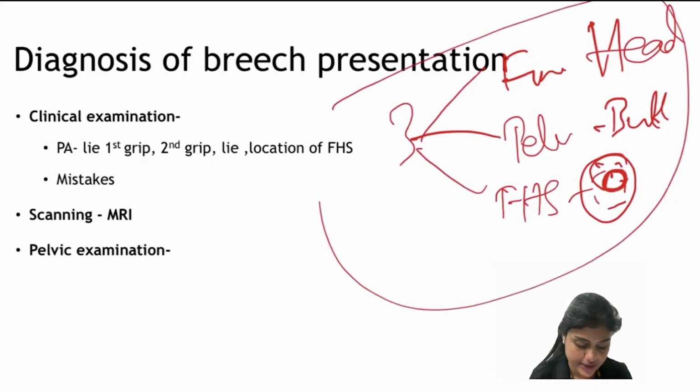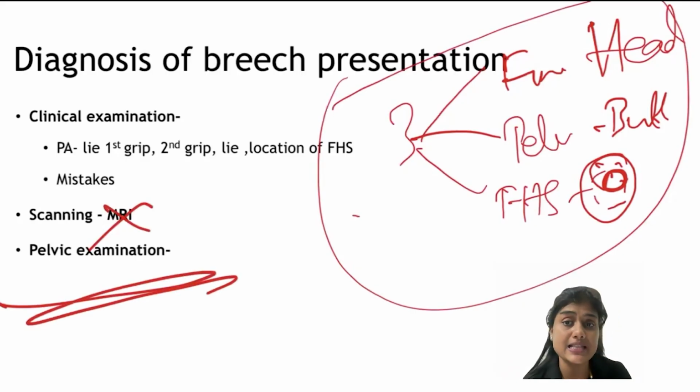Then you should suspect a case of a breech, and confirmation can be done by scans, which are routinely available. MRI is not usually done. Coming to pelvic examination, sometimes it gets confused between a face presentation and a breech presentation. Remember, the small tiny face of the baby: the two cheeks will feel like buttocks or ischial tuberosities, whereas the mouth will feel like an anal opening.